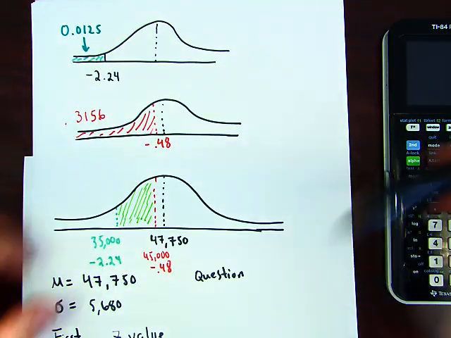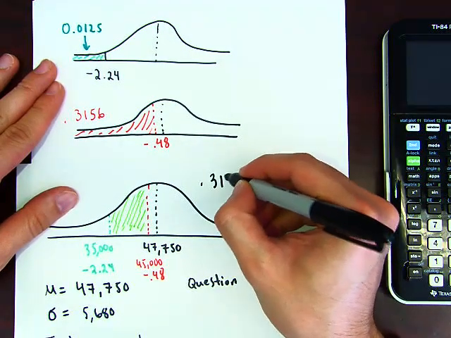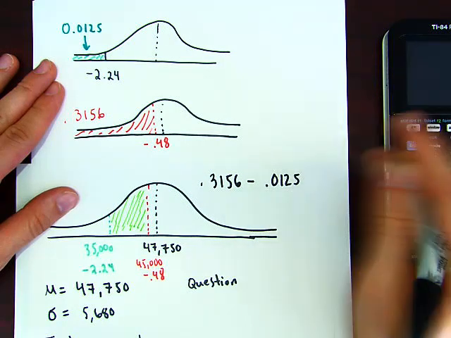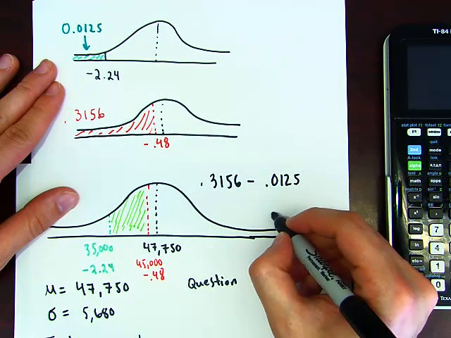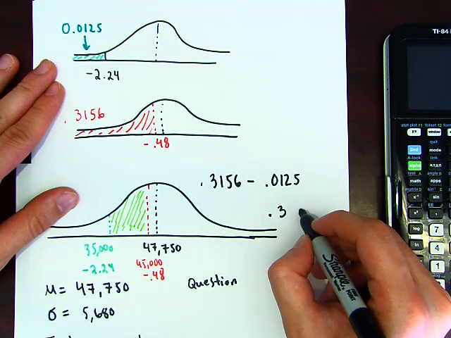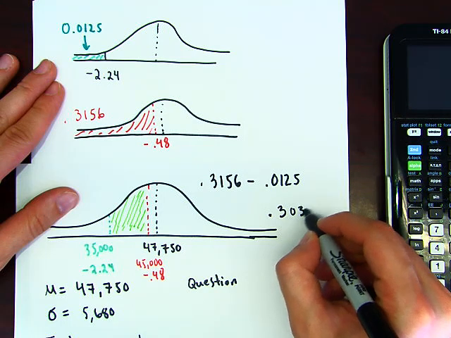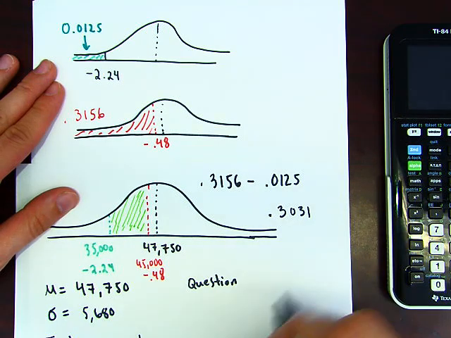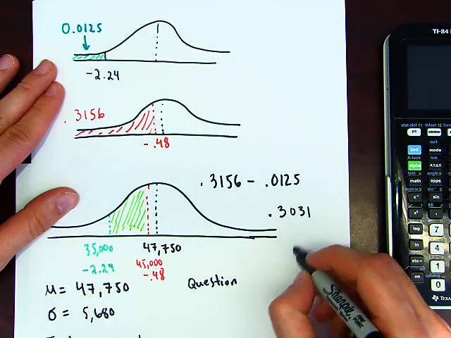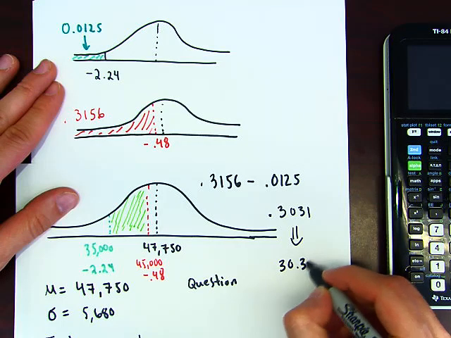So here we'll just have 0.3156 minus 0.0125, and what will this be? 0.30, what is it? 31, right? 31. Okay. And so what is this as a decimal? I'm sorry, as a percent, this will be 30.31%.